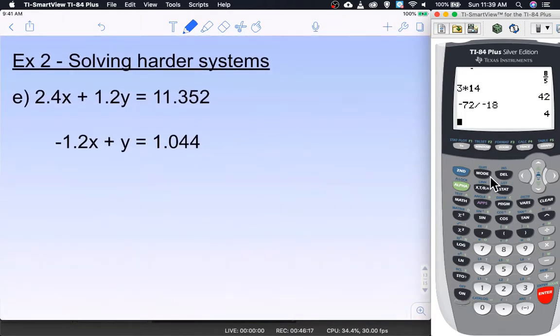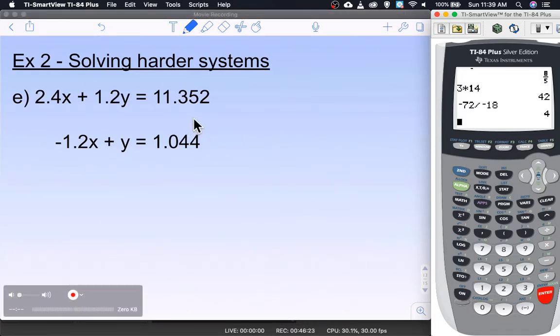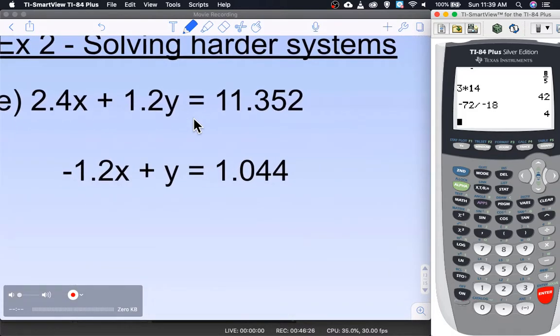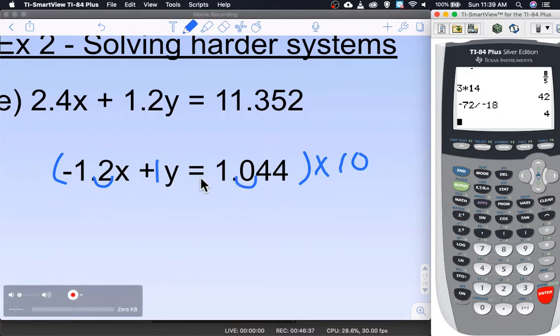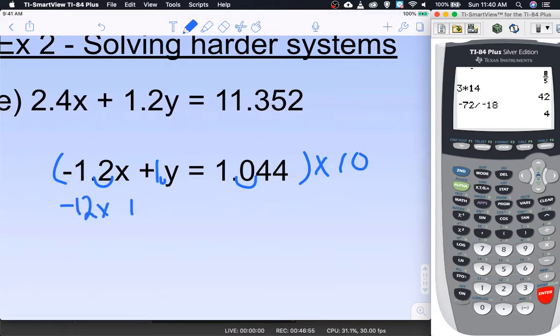All right. Looking here. This is a little bit of a weirder question. My bottom equation here, I'm only going to multiply by 10. I move the decimal over one place, and if this is a 1, one place over makes it a 10. I'm not going to move the decimal over 1, 2, 3 places to make this a whole number. I don't care if it's a whole number. I want the numbers in front of the variables to be whole numbers. So if I multiply by 10, this becomes a negative 12x, a 10y, and a 10.44.